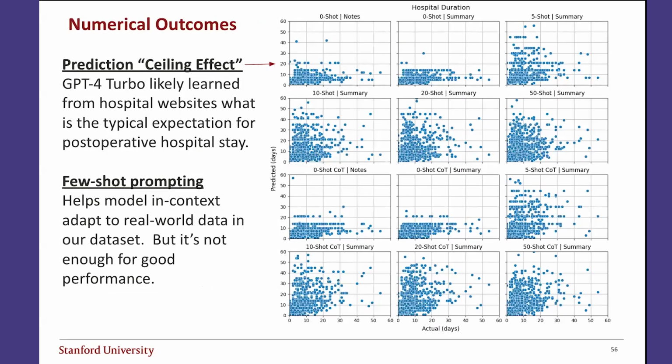And why is that the case? Well, we dug into the data a little bit further. So each of these plots is showing one of the prompting strategies. Each dot is one of the cases. And on the y-axis, this is for hospital duration. For the y-axis, we're showing how many days the model thinks the patient's going to stay in the hospital. On the x-axis is what actually happened.